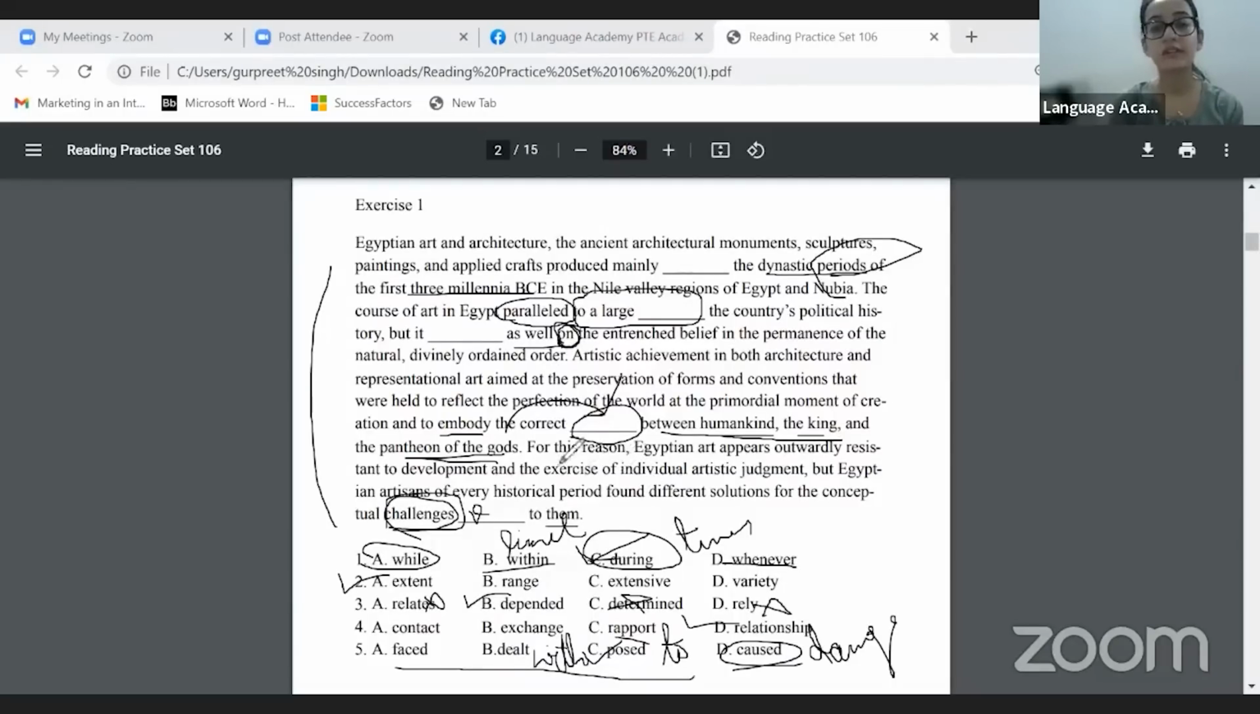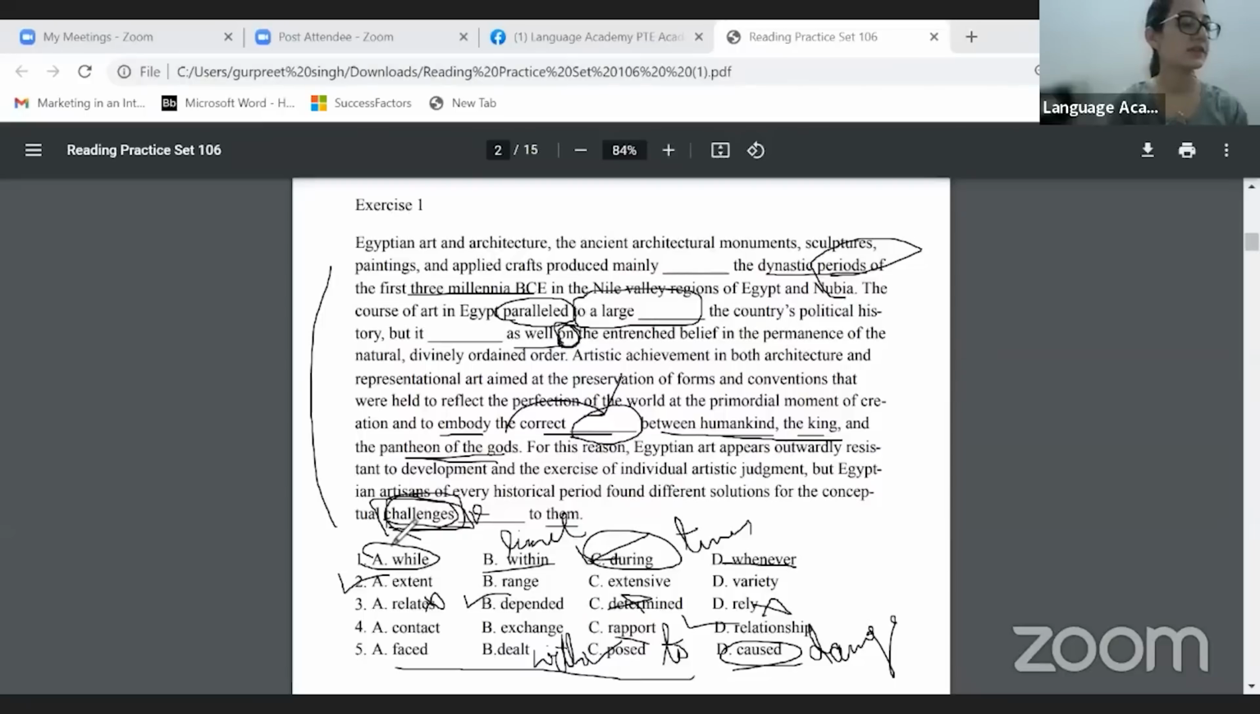Based on the context, the fourth answer should be relationship, because we cannot have contact or exchange with gods, and particularly we're talking about architecture. What does contact and exchange, or emotional connection, have to do with architecture? So we'll go with relationship. Whatever architecture or art they used to make, the paintings they used to make, it used to convey the relationship that these three things have with each other. And the last one: with negative nouns, we use the verb posed. If you want to say challenges, risks, threats, we use the verb posed with them.